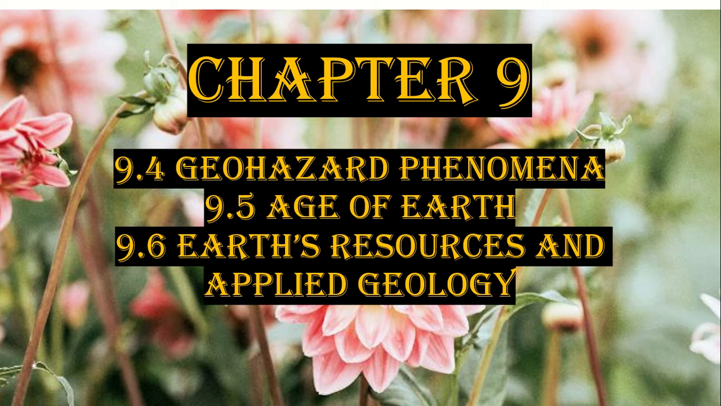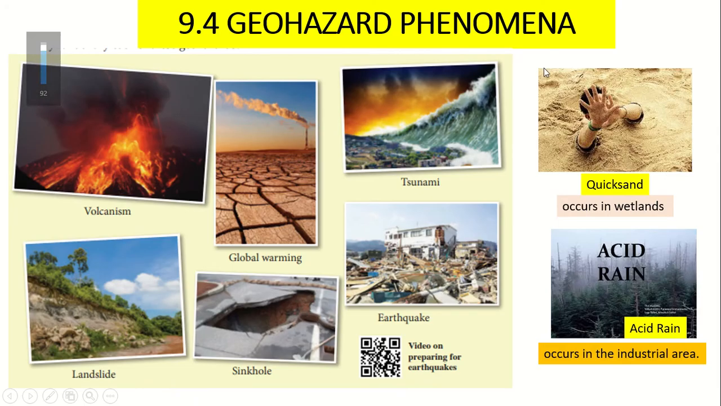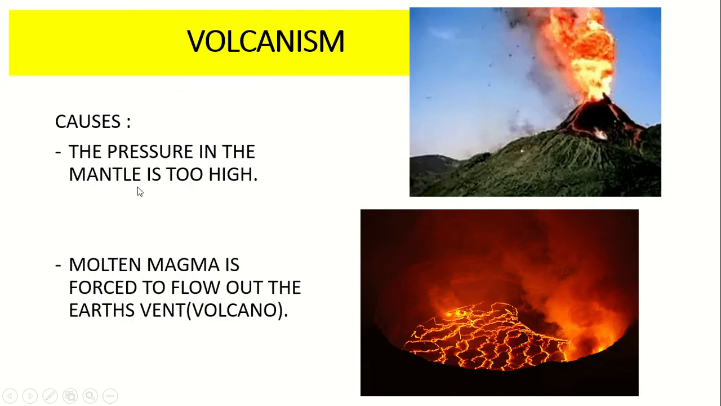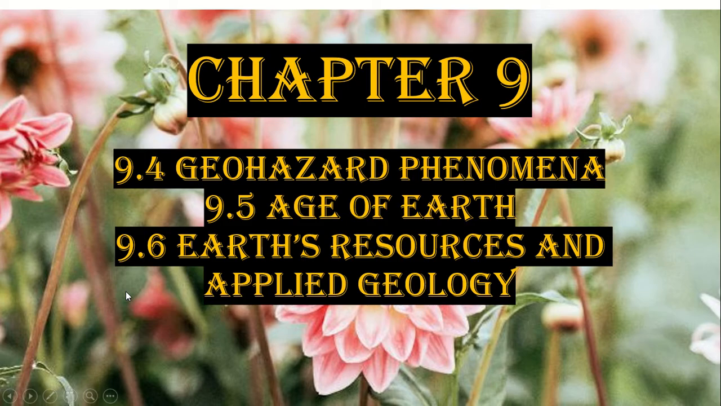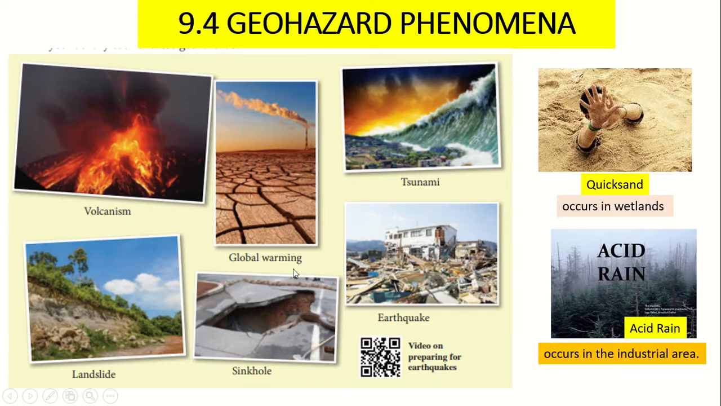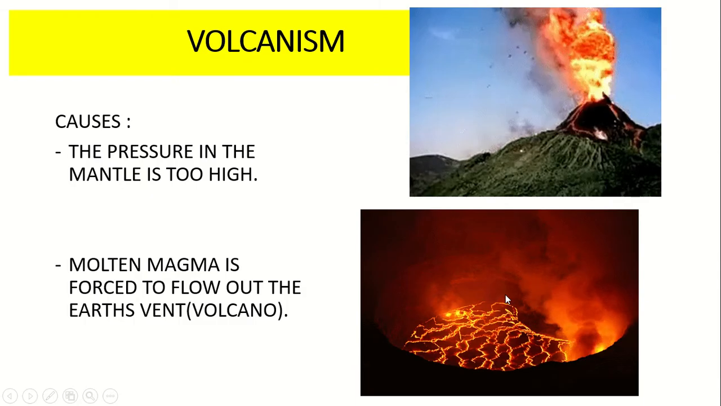So in this chapter 9 we have 9.4 Geo Hazard Phenomena, 9.5 Age of Earth, 9.6 Earth Resources and Applied Geology. Okay, so this is Geo Hazard Phenomena. So we have volcanism, global warming, tsunami, quicksand, landslide, sinkhole, earthquake, and acid rain.